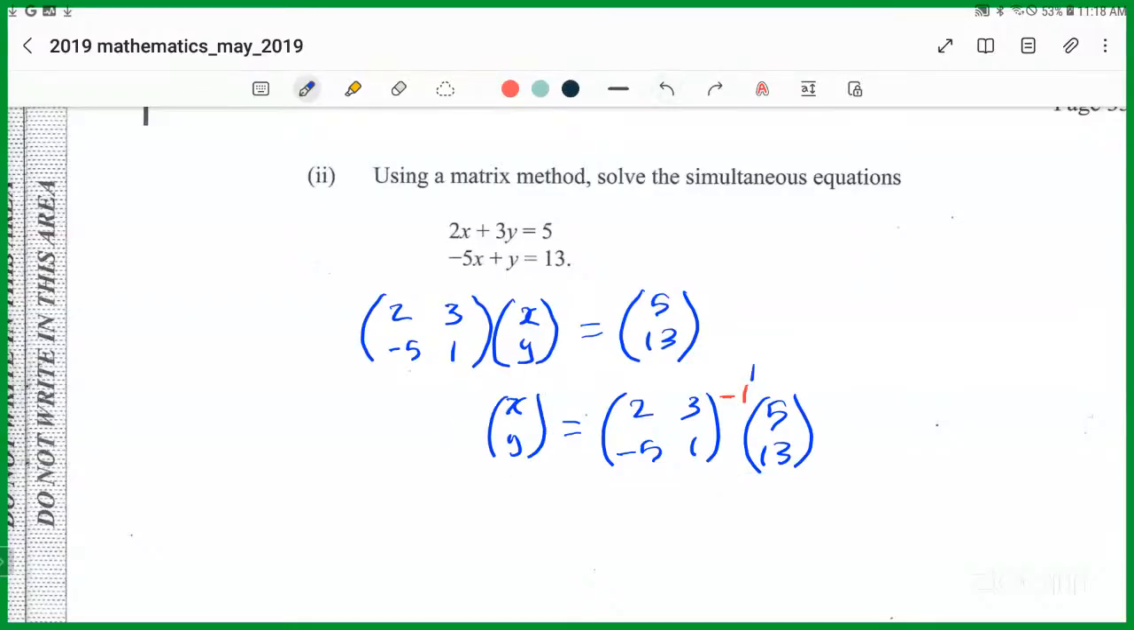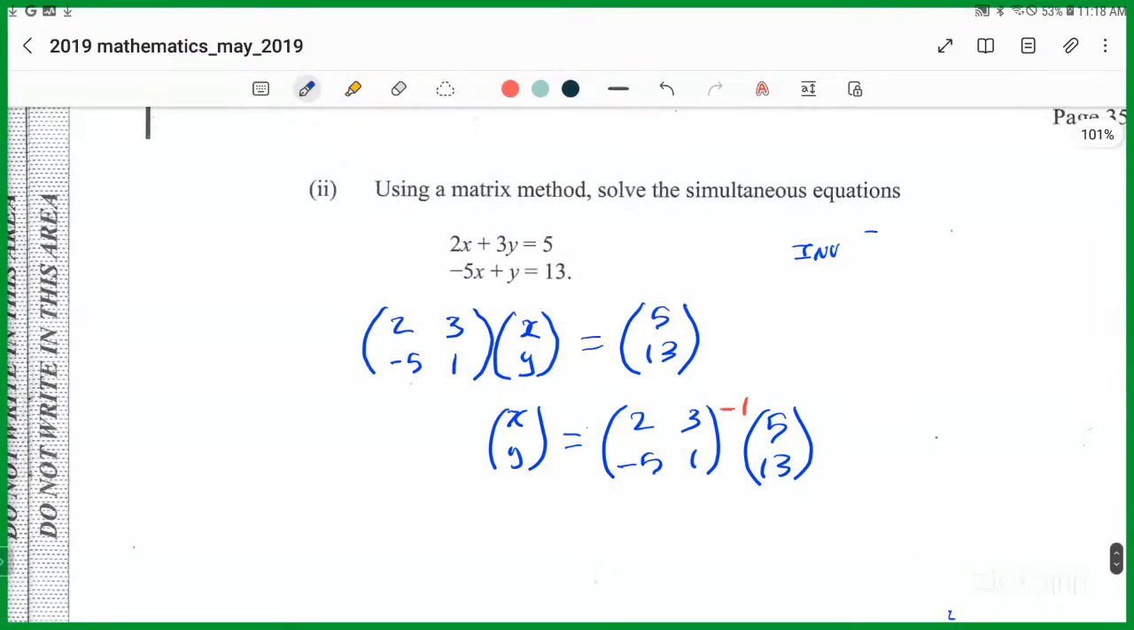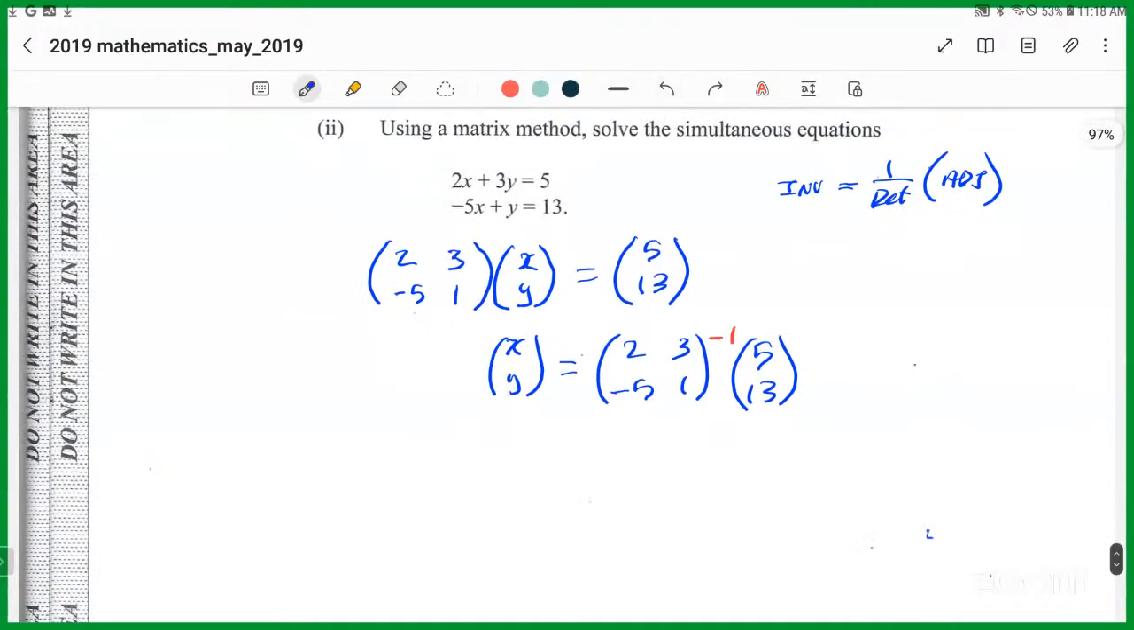But first we have to work out what the inverse matrix of that is, which is 1 over the determinant times the adjoint. Remember, inverse is equal to 1 over the determinant times the adjoint matrix. Right, and we're talking about this matrix, so we want the inverse of it right here. So this then becomes equal to 1 over the determinant. Now, how do we get the determinant?